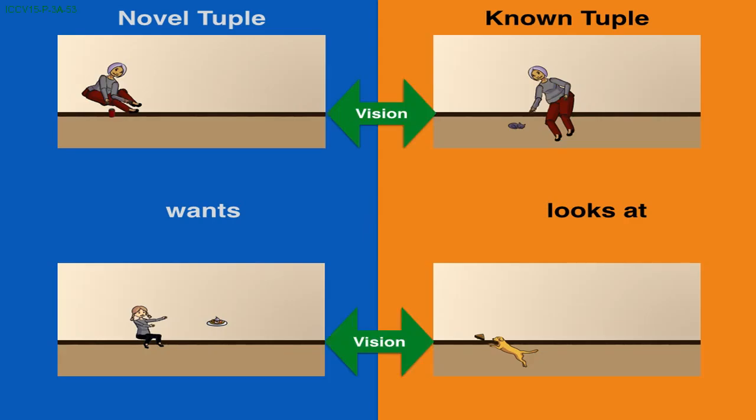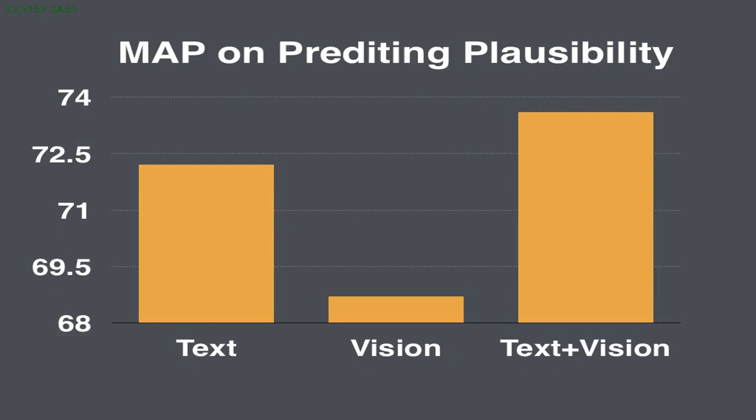To assess whether squirrel wants nuts is plausible, we could compute the similarity between the tuple and a known plausible tuple, squirrel looks at nuts. In terms of text semantics, want is not very similar to look at. But if we were to ground the concepts in vision, we see that the two concepts are visually quite similar. We use text and vision to jointly learn common sense.